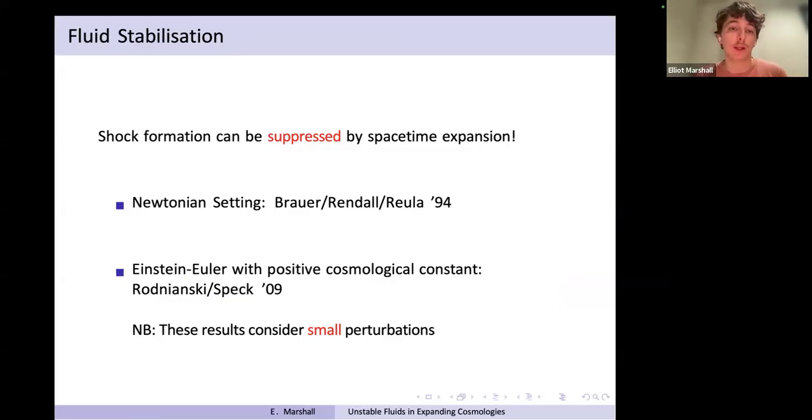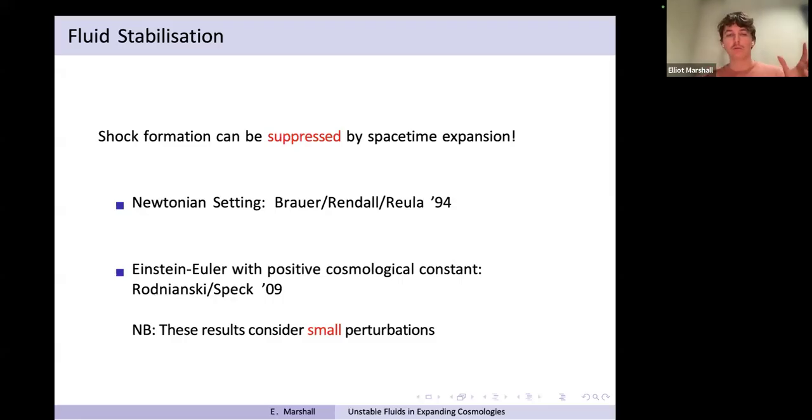Well, here we know that shock formation can actually be suppressed by spacetime expansion. So the first result in this direction was in the Newtonian setting by Brauer, Rendall, and Reula. And then that Rodnianski and Speck result that I mentioned before is the relativistic generalization. What Rodnianski and Speck show is that you get global existence for suitably small perturbations of this accelerated expanding model. So in particular, that shows that you don't get shock formation. This is a process called fluid stabilization, in which the spacetime expansion is somehow suppressing the worst behavior of the fluid.